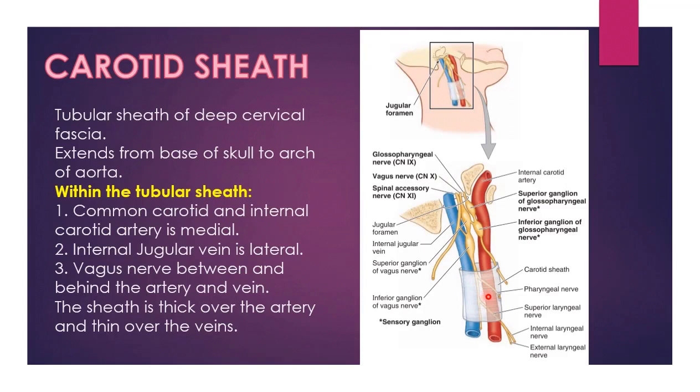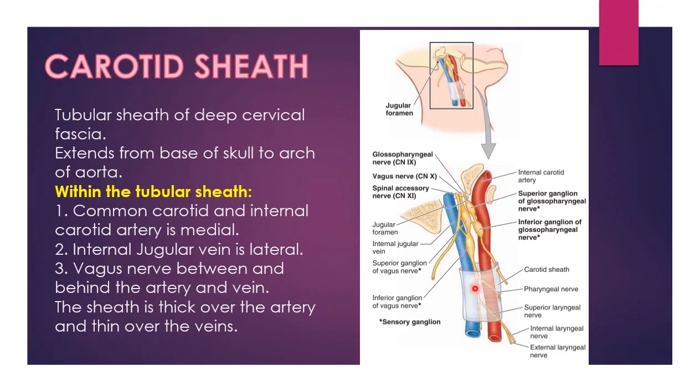Okay, and as I told you, it encloses your common carotid, internal carotid, and internal jugular vein. Between the artery and the vein, you have the vagus nerve lying in between them and slightly behind these two structures, the vagus nerve. So it pierces the sheath and also gives some branches.